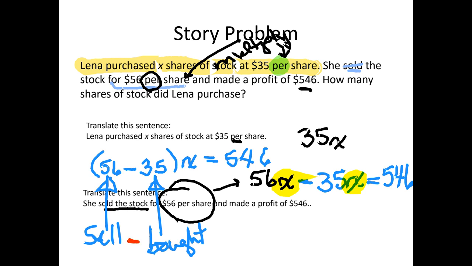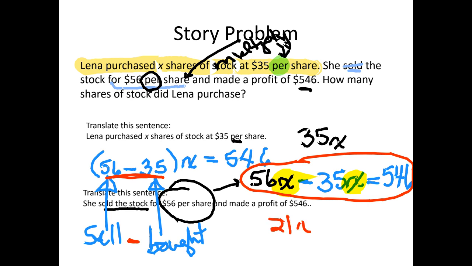But this is a better equation because I'm going to combine terms. 56 minus 35 is 21x is equal to 546. This is my equation. Now the last question is, how many shares of stock did she purchase? Which means we're taking 21x is equal to 546.